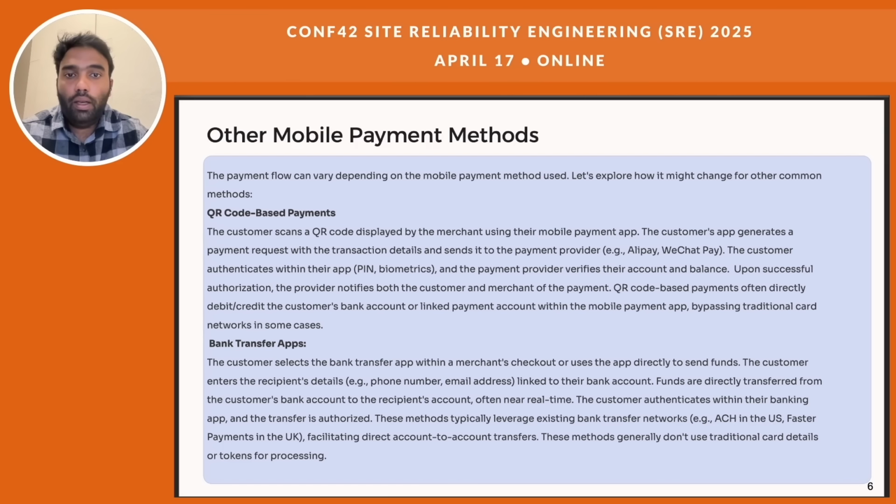In the case of bank transfer apps, an example would be Zelle. The customer enters the recipient details, or the merchant details in case of payments, for example their phone number or email address linked to their bank account. Funds are directly transferred from the customer's bank account to the recipient's account, often in near real time. The customer authenticates within their banking app and the transfer is authorized. These methods typically leverage existing bank transfer networks, for example ACH in the US and Faster Payments in the UK, facilitating direct account-to-account transfers.